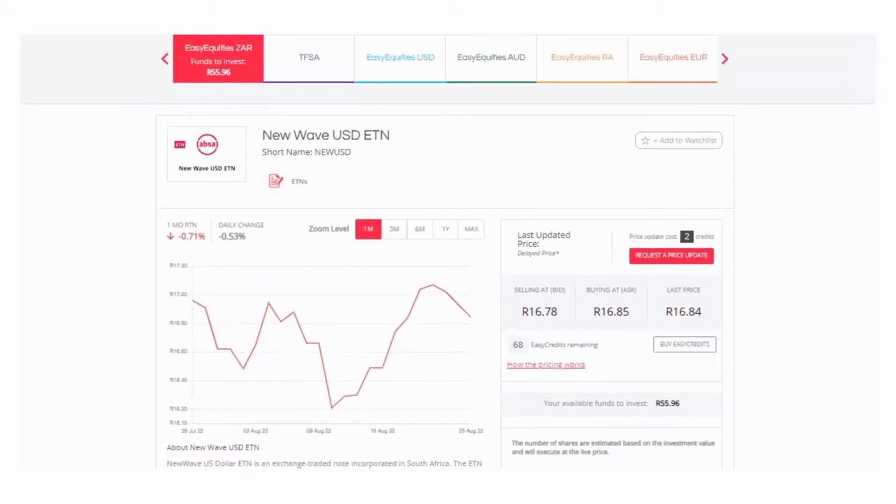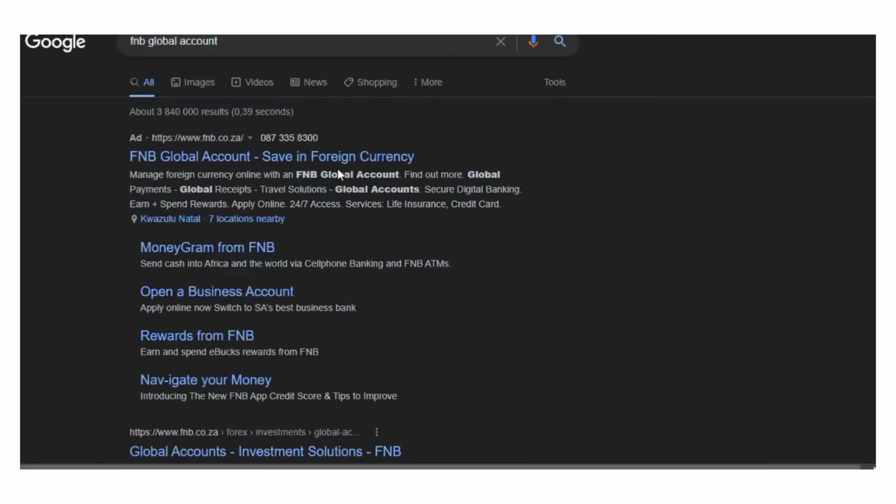The second way that you could utilize is to obviously use your bank accounts. So banks have global accounts. So if you just Google FNB global accounts, then you'll find the FNB global accounts. And if you're an FNB customer in good standing, you can open up this account. You can also look up Discovery, ABSA, Standard Bank. All of them have global accounts that enable you to save in foreign currency, which is what I do. I actually keep a lot of my money in foreign currency. I won't say which currencies, but I keep a lot of my money in foreign currencies.